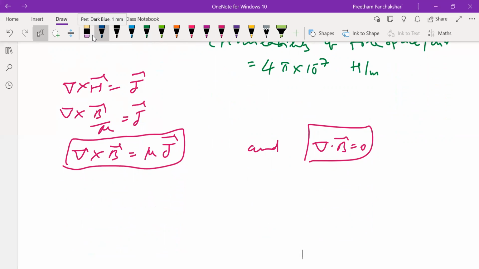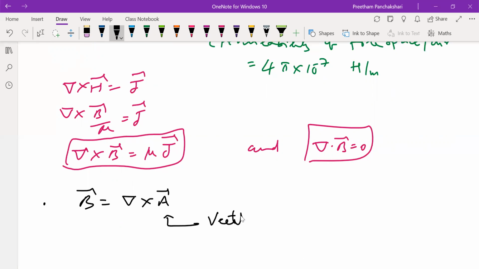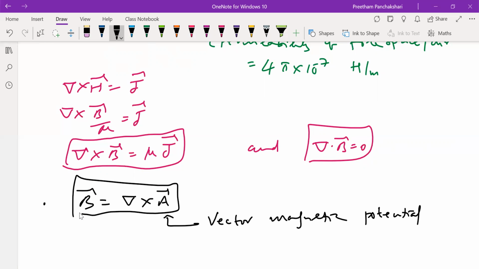So that's about magnetic flux and magnetic flux density. Before we wind up, I'll introduce one more equation here. B is also used to define vector magnetic potential. Here A is the vector magnetic potential, which will be discussed most probably in the next video. The definition of vector magnetic potential is given by this equation: B is equal to curl of A. That's about magnetic flux density. Thank you.